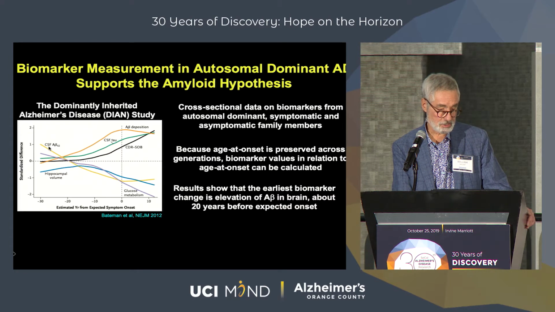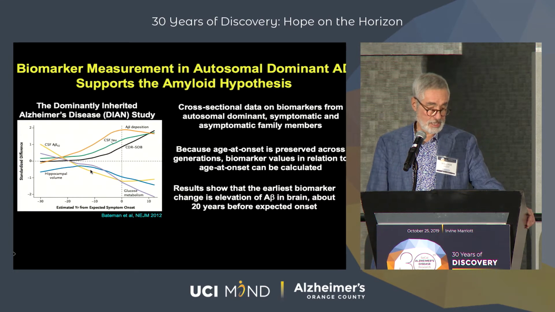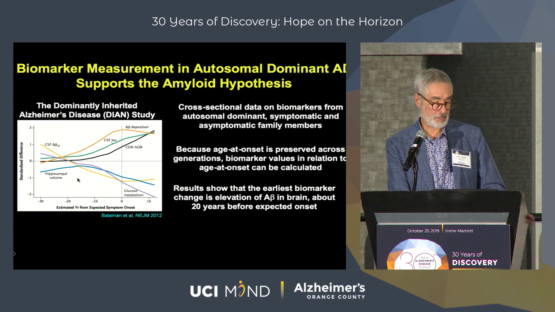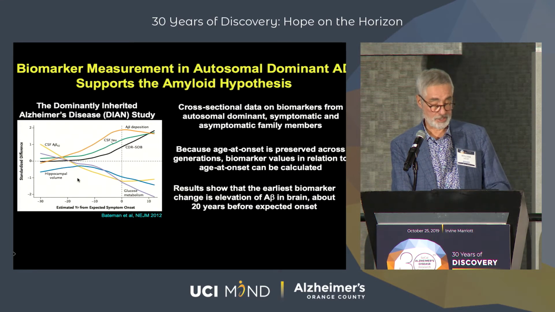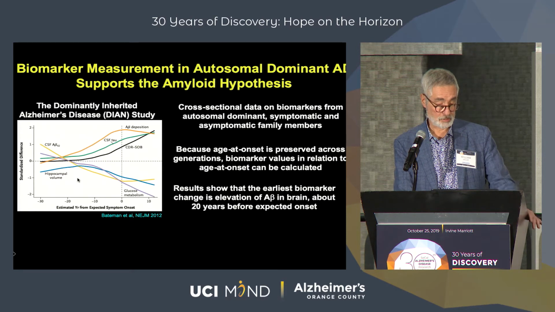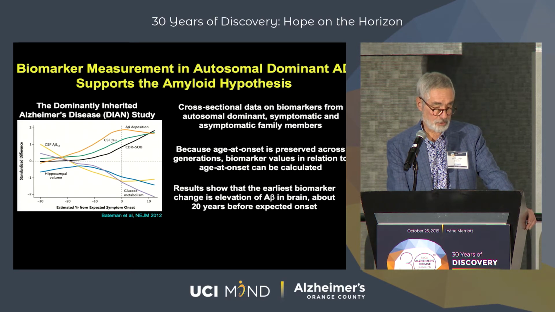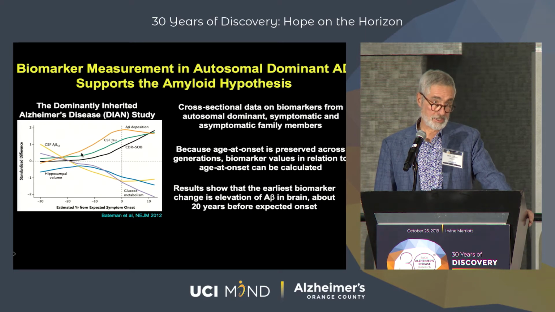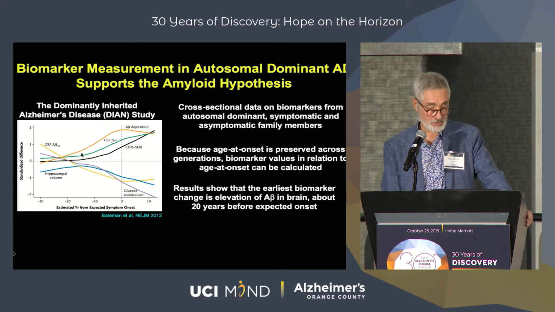And actually, it starts to go down in the spinal fluid about the same time. The positive spinal fluid is a low value, we think, because it's being absorbed into the brain, not floating around in the spinal fluid. So I just want to stress this: the very first thing that goes up is amyloid in the brain, and that happens around 20 years before the expected age of onset of Alzheimer's disease.